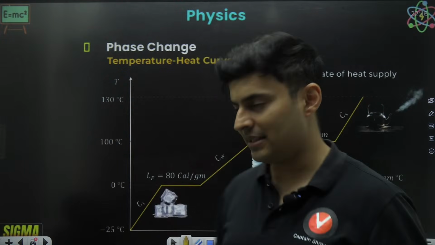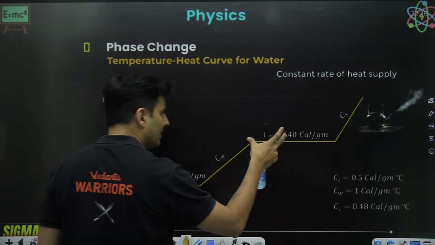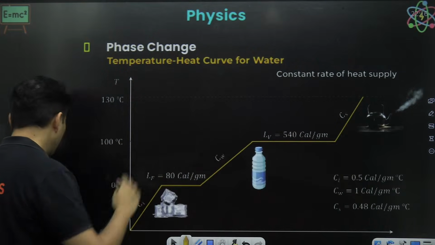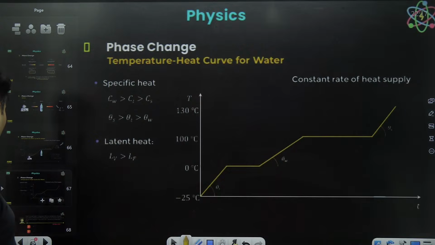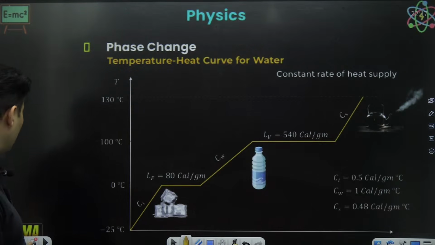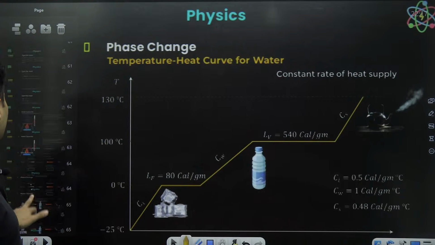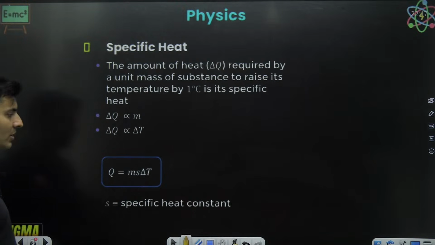The answer is yes. The steepness of the graph, except for phase change, where it is flat and slope is 0, but other places there is some steepness. So what is that steepness related to? Let me tell you that slope is related to something called specific heat capacity. So we'll understand this concept of specific heat.